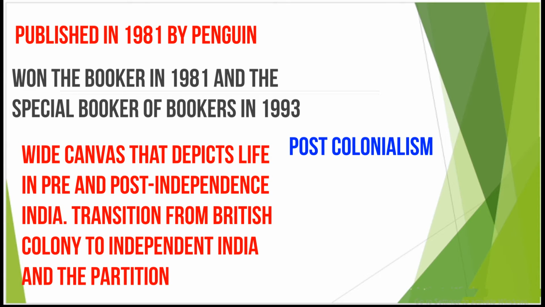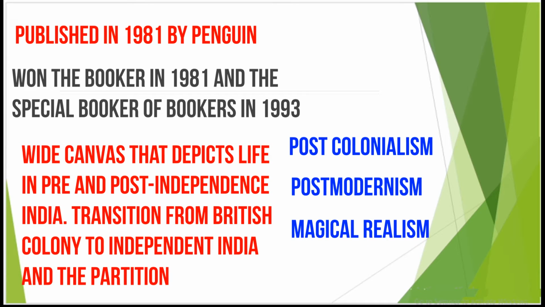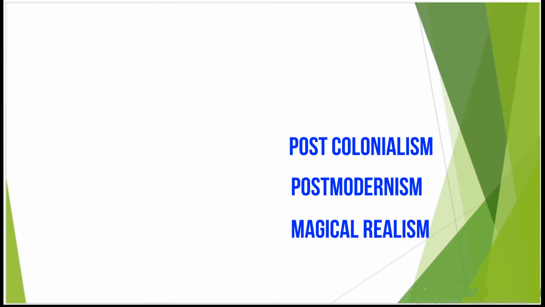This novel has a very wide canvas that depicts life in pre- and post-independence India. So, it has the elements of post-colonialism, post-modernism and magical realism. Post-colonialism because it explains the transition of India from a British colony to independent India, and it also focuses attention on the partition.